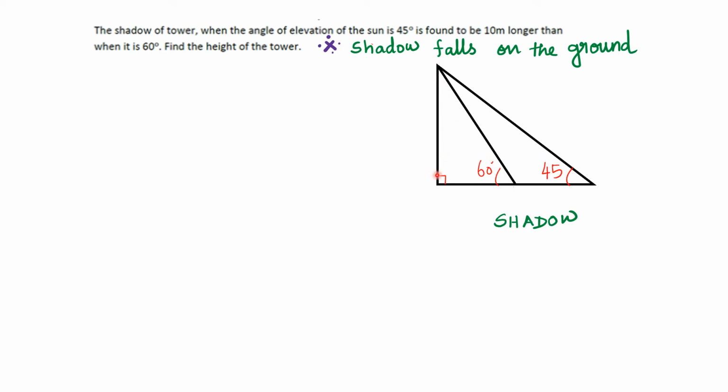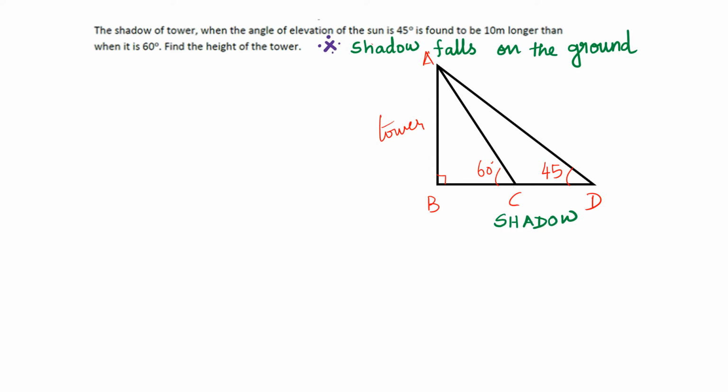Always you should remember this is your tower, and we can call it as A, B, C and D. You see AB is the tower and BC is the shadow when sun's elevation is 60 degree and BD is the shadow when sun's elevation is 45 degree, and they already told sun's elevation 45 degree is found to be 10 meter longer than when it is 60 degrees. So this distance CD is 10 meter they are telling.